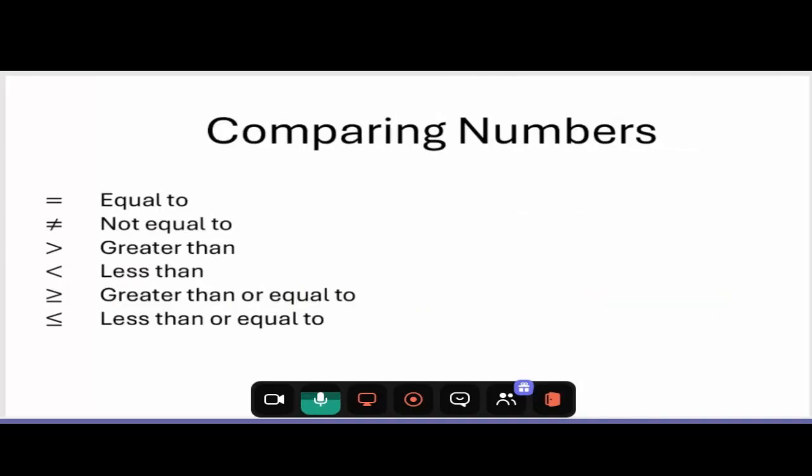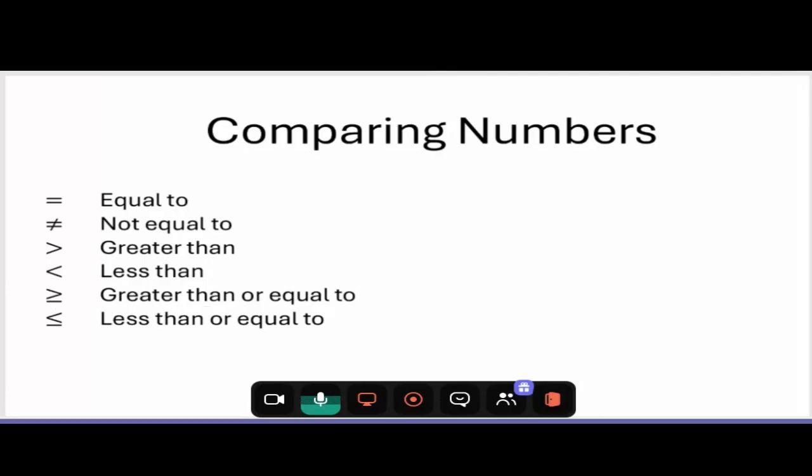Okay, we're going to do some comparing numbers here. So we've got some signs that allow us to compare numbers. We can say that numbers are equal, not equal. We can say one is greater than another or less than another, so bigger or smaller. And that's always left to right. You read that, greater than. So the left side is greater than the right side. The left side is less than the right side. And we also have these ones, greater than or equal to, and less than or equal to.